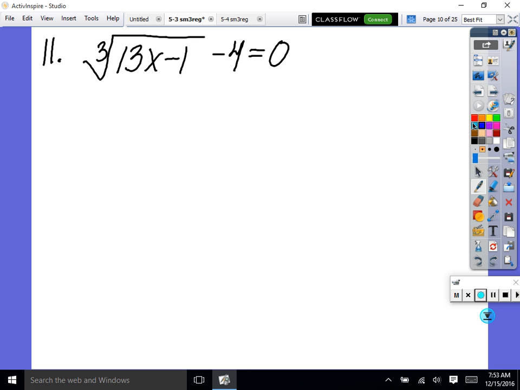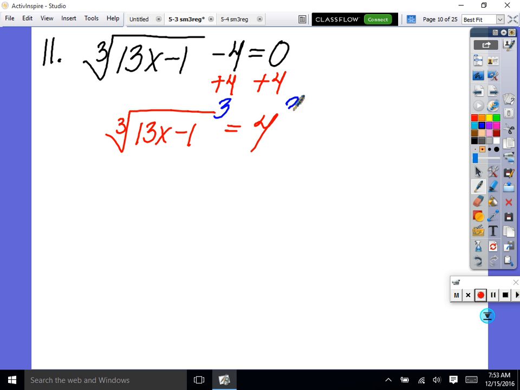Here we go. Everybody watching, you don't have to write it down as long as you're watching, because I'm sure you're comprehending it. First step is isolate the radical. So we add 4. So we have the cube root of 13x minus 1 equals 4. Next thing, undo a cube root. What undoes a cube root? A cube. So we're going to raise both sides to the third power.